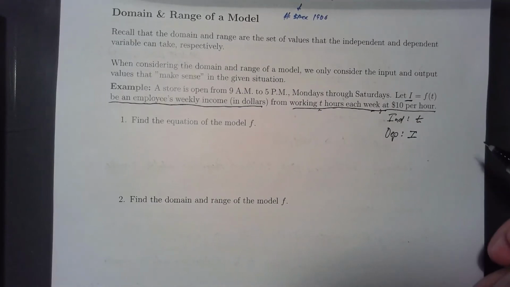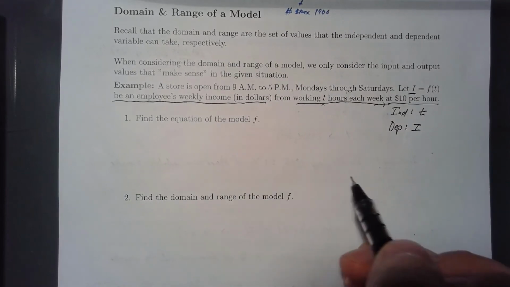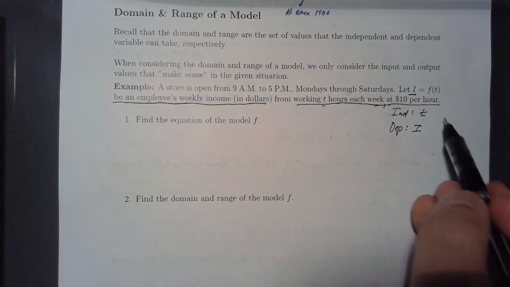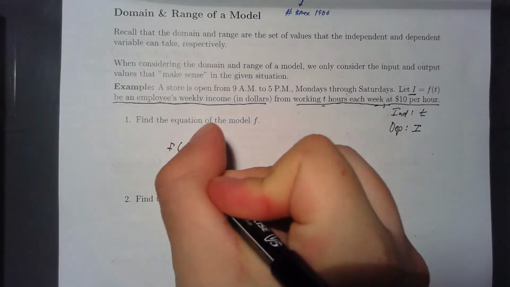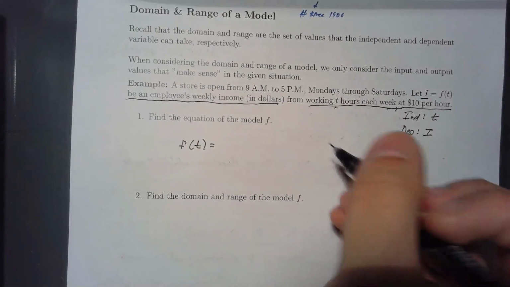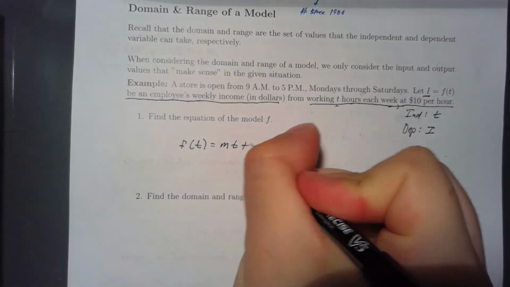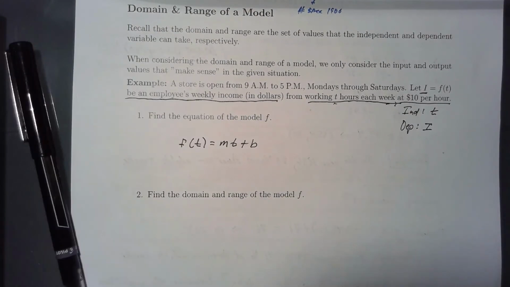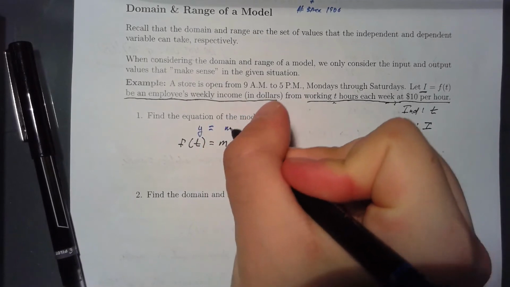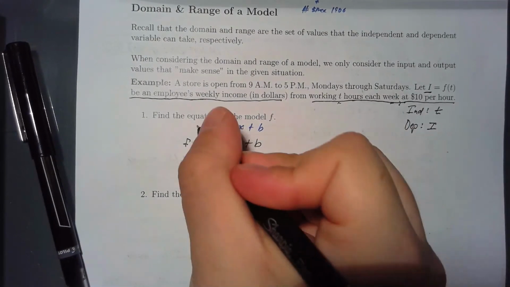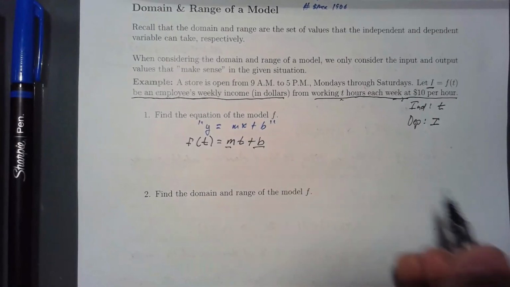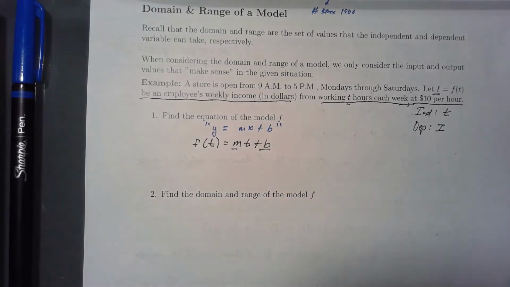So I want to find an equation for the model f. Alright, so we're making a linear model. So my function is going to take this form, mt plus b. I don't use x here because I'm using t instead. mx plus b, right? I'm just putting this here for reference just so you could see the comparison. So once I find what my slope and y-intercept are, I'll have my equation for my model.